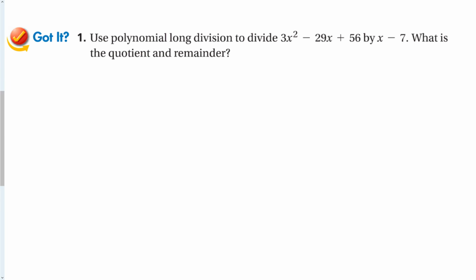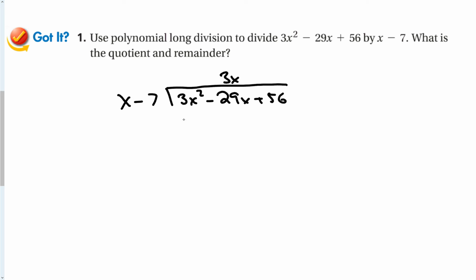Let's try this one. And let's use long division. There is a simpler way, and we'll get to that in a second, but let's start with this for now. 3x squared minus 29x plus 56. 3x squared divided by x is 3x. Multiply 3x squared minus 21x. When I subtract, I'm going to change that now to a plus. So that turns into a negative 8x plus 56.